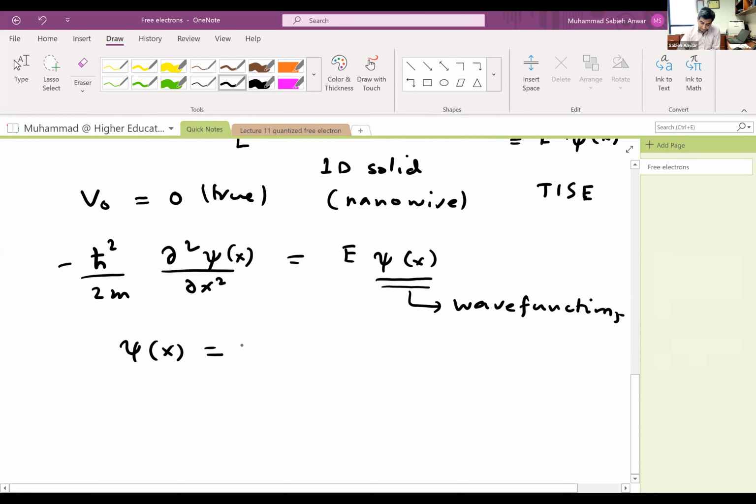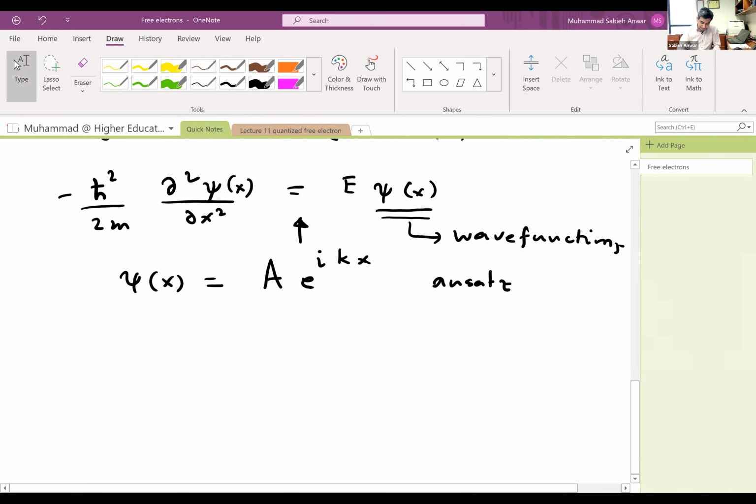What will be the solution of this? Sir, some coefficient multiplied by exponent raised to the power iota into some factor k. All right. So k is some wave number, and we can actually find out what k is. So this is an ansatz, or a trial solution. We can insert it into the equation. Let's see what we get.